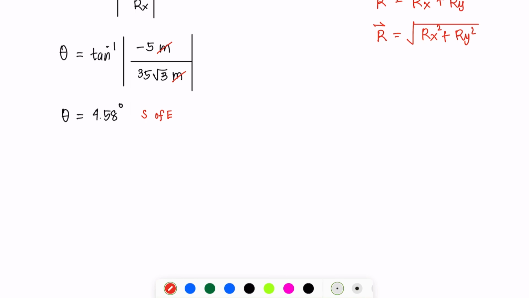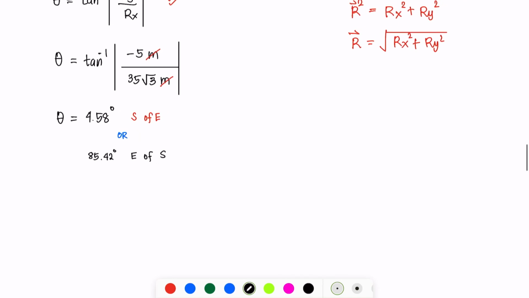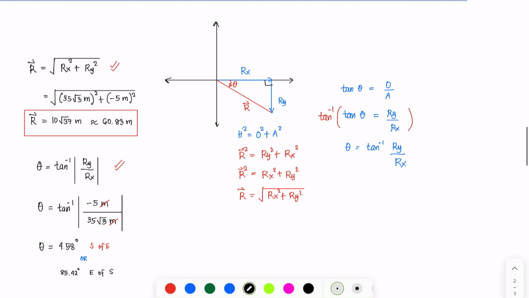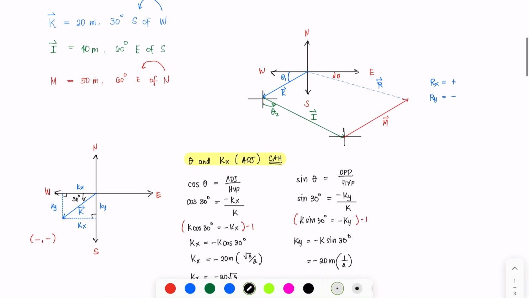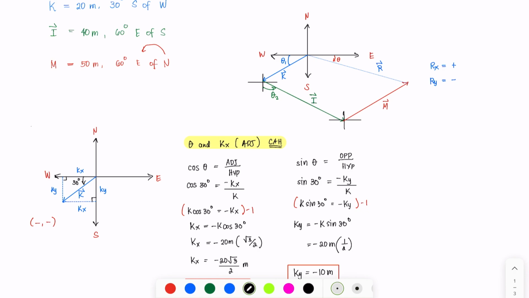Alternatively, I noticed some students were able to come up with these measurements on their own. That's right. It's also correct if you give the answer as its complement, which is 85.42 degrees, but the direction will be shifted. It's east of south. So this is how you solve your resultant vector using the analytic method. I'm hoping by Monday you will be prepared for your quiz.